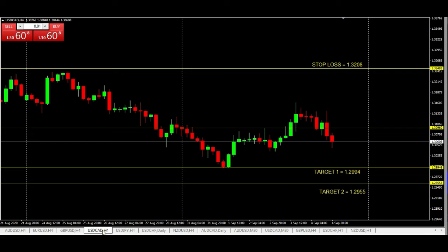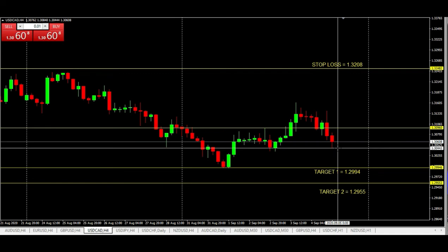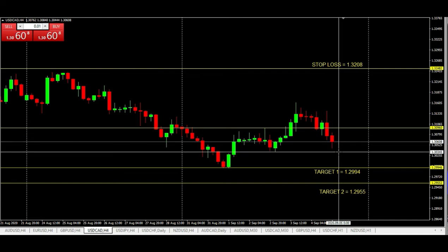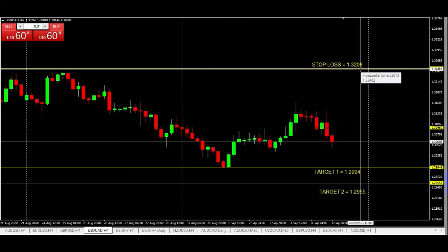And then we have the US dollar against the Canadian dollar. US dollar is weaker than the Canadian dollar, hence US dollar is going to come down. The first target is going to be 1.2998 and the second target at 1.2955. You can place your entry here, or you can enter as soon as the market opens, and the stop loss is going to be in the same place as last time, 1.3208.